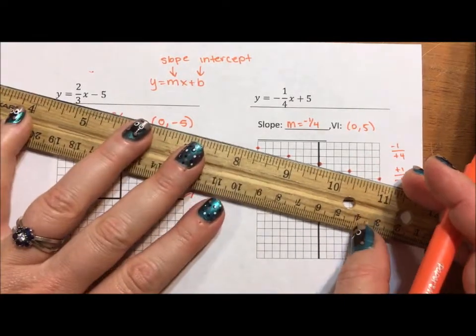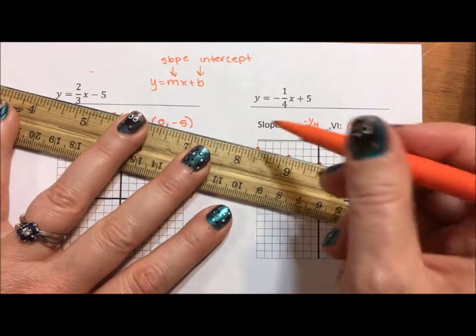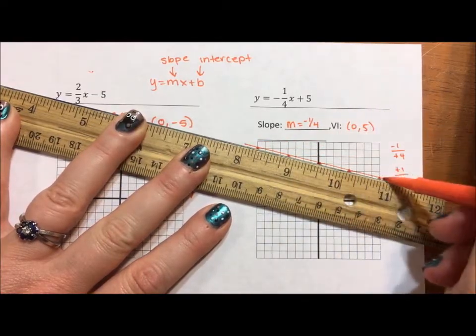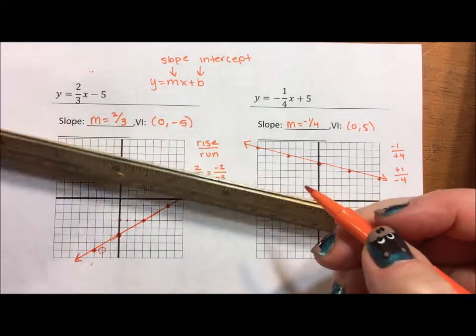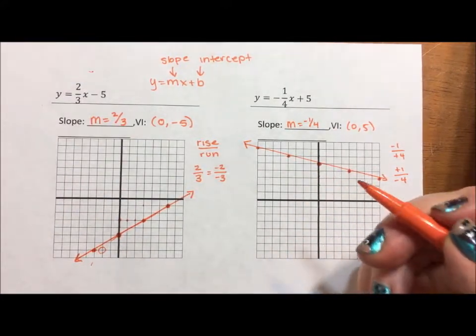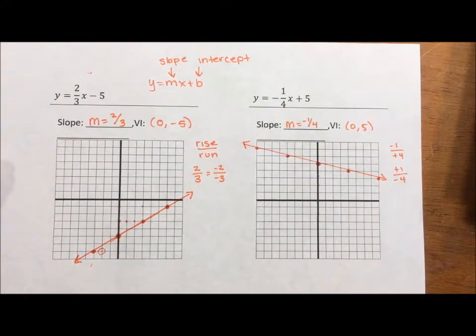Another reason I like to plot all the points is once you start graphing 2 lines, usually one of those points will be the point of intersection, and so if you have those plotted, you're much more likely to get everything correct.